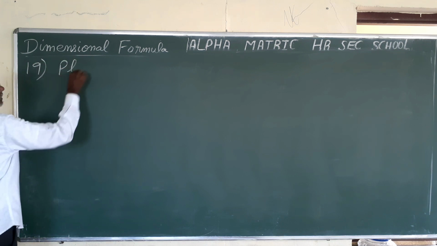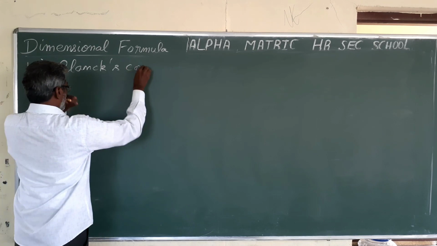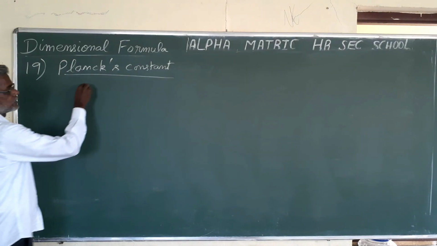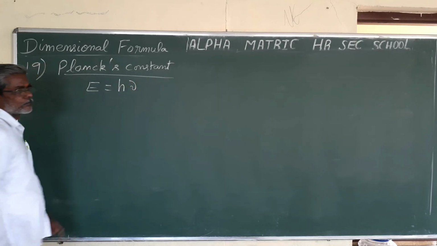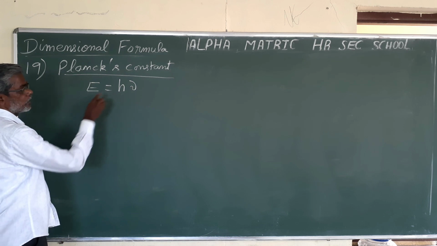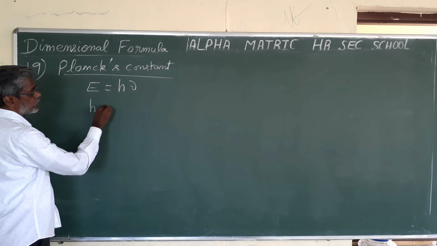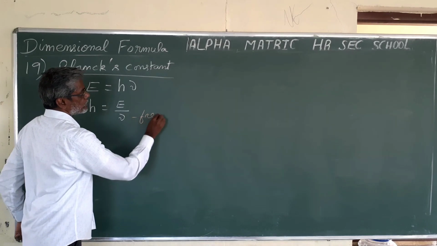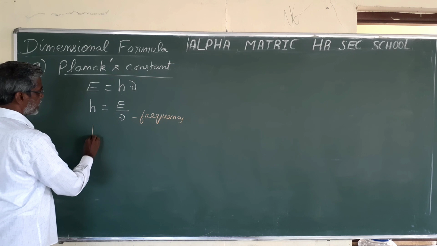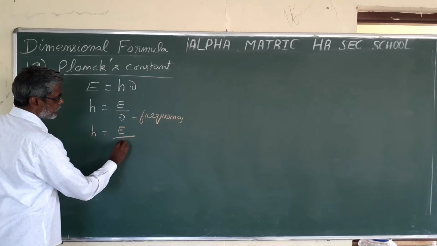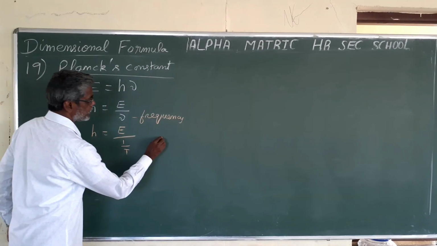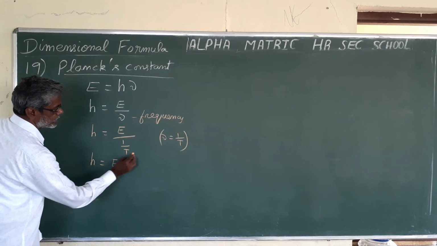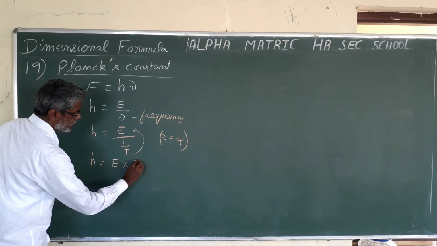Next, Planck's constant. There is a formula for Planck's constant: E is equal to h nu. This h is called Planck's constant. Now I want to find the dimension for h. So h is equal to E by nu, where nu is nothing but frequency. Frequency is the reciprocal of the time period, that is, nu is equal to 1 by T. So h is equal to E into time period T.